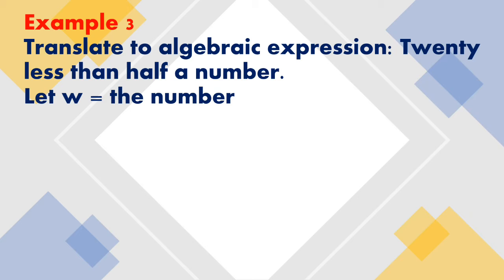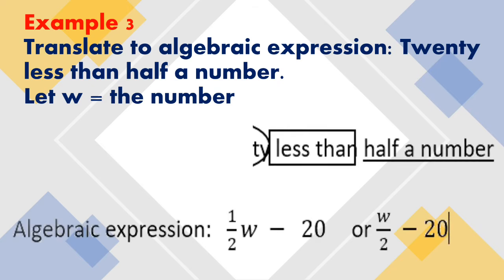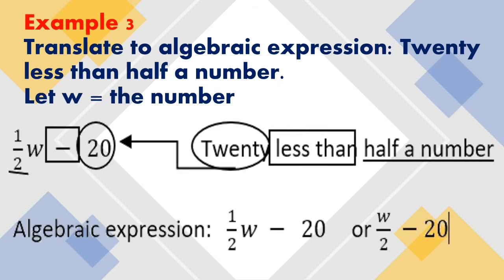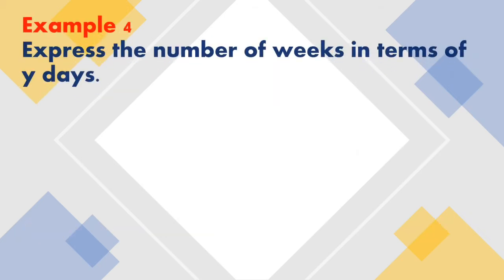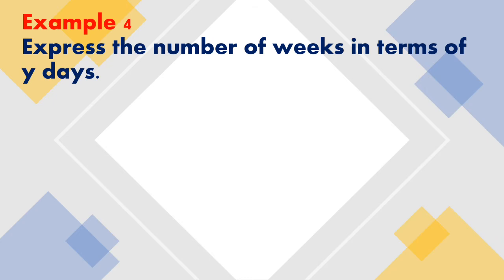Translate to algebraic expression 20 less than half a number. Let w be the number. So the algebraic expression for example 3 is 1/2 of w minus 20, or w over 2 minus 20.